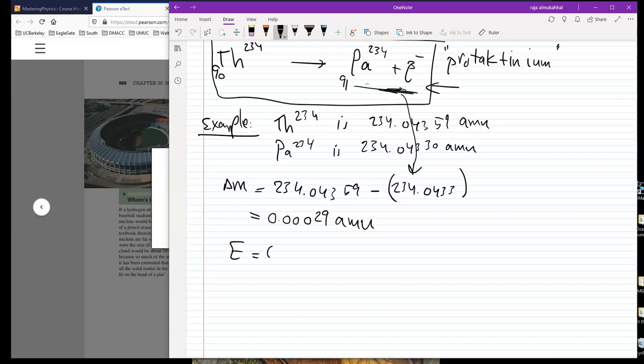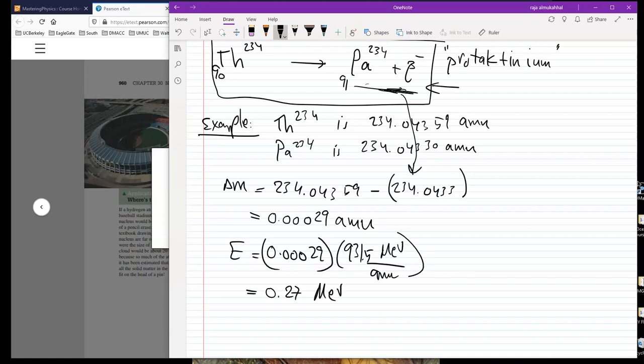And as a result, we can convert it into energy, multiplied by 931.5 MeV per AMU, and this will give me roughly 0.27 mega electron volts. It is the maximum. You can think of it as the maximum kinetic energy of the emitted electron, or energy release.